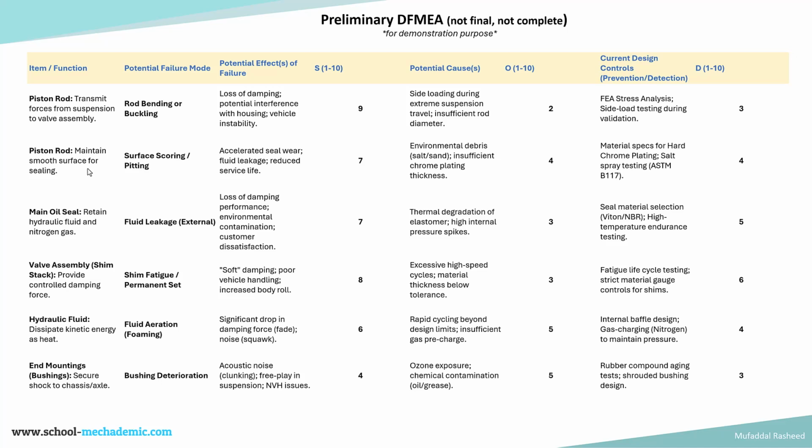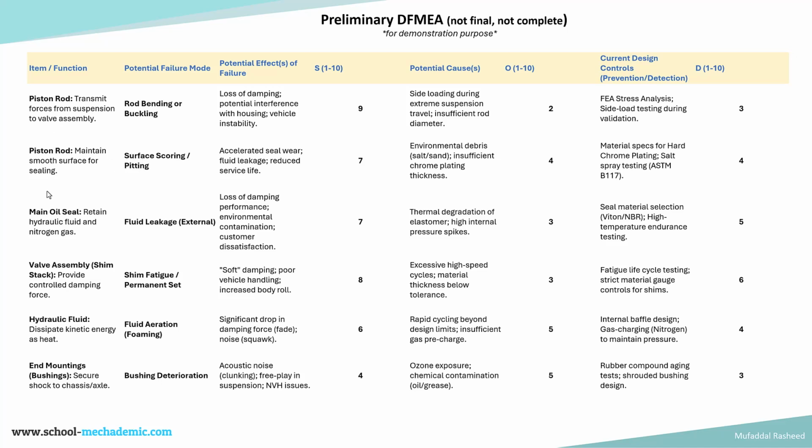Similarly, you can see for line 2, line 3, line 4, there can be many lines like this, and you can have a very exhaustive DFMEA for a simple, not actually a simple, actually a very complex shock absorber assembly. But this is just for understanding how the DFMEA is being created step by step.